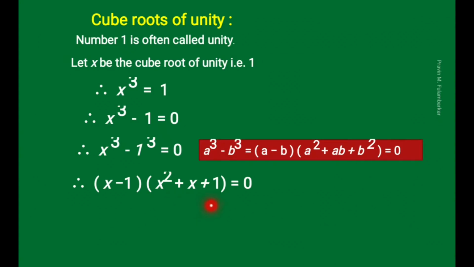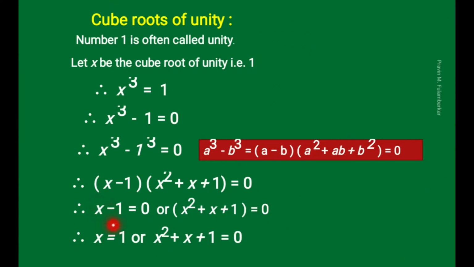This second bracket is a quadratic equation. So we have to use the quadratic formula for finding the value. We know that when a product is 0, both the terms are 0 or any one of the terms is 0. So we write x minus 1 equals 0 or x square plus x plus 1 equals 0. When we transfer this minus 1 to the right hand side, we get x equals 1 or x square plus x plus 1 equals 0. Here this second equation is a quadratic equation.